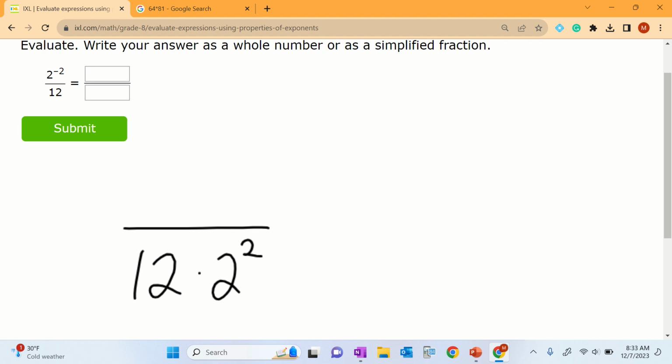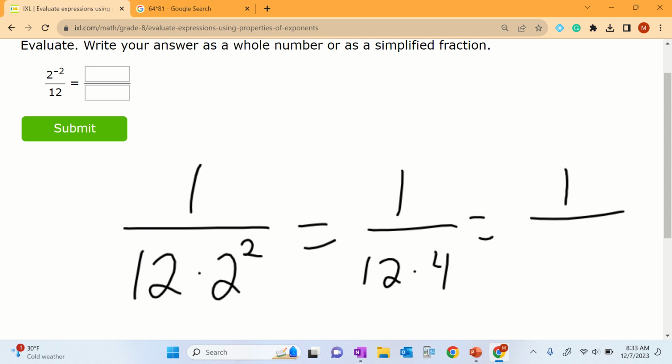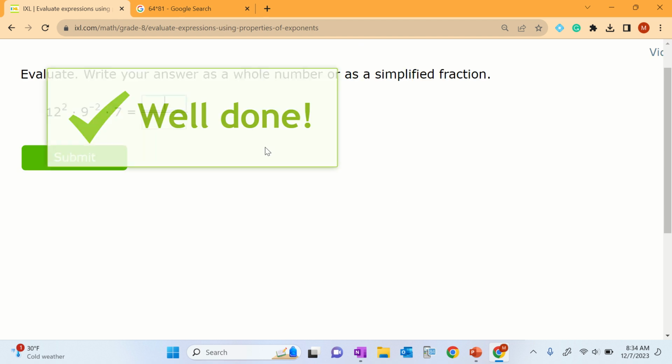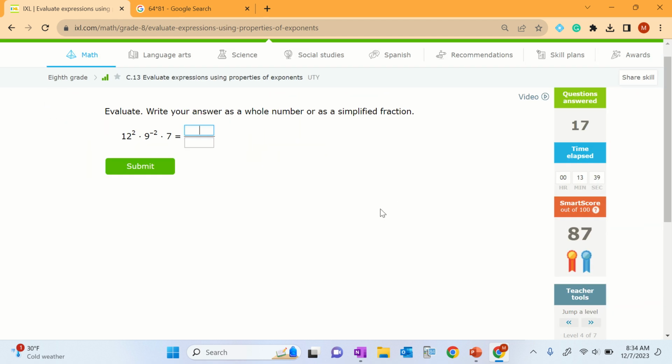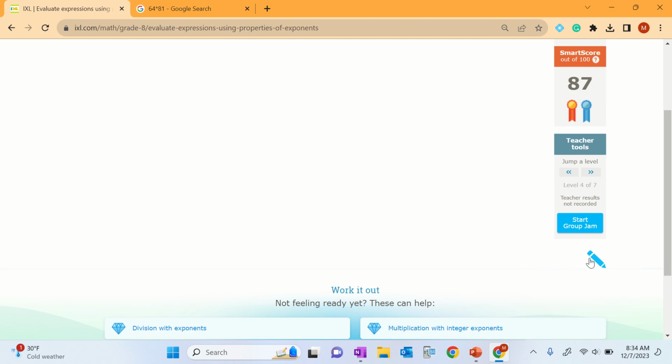Okay, what's left in the numerator? A 1. So we got 1 over 12 multiplied by 2 times 2 is 4. Okay, and then 12 times 4 is 48. So it's 1 over 48, or 1/48. Okay, all right, we're getting there. A couple more.